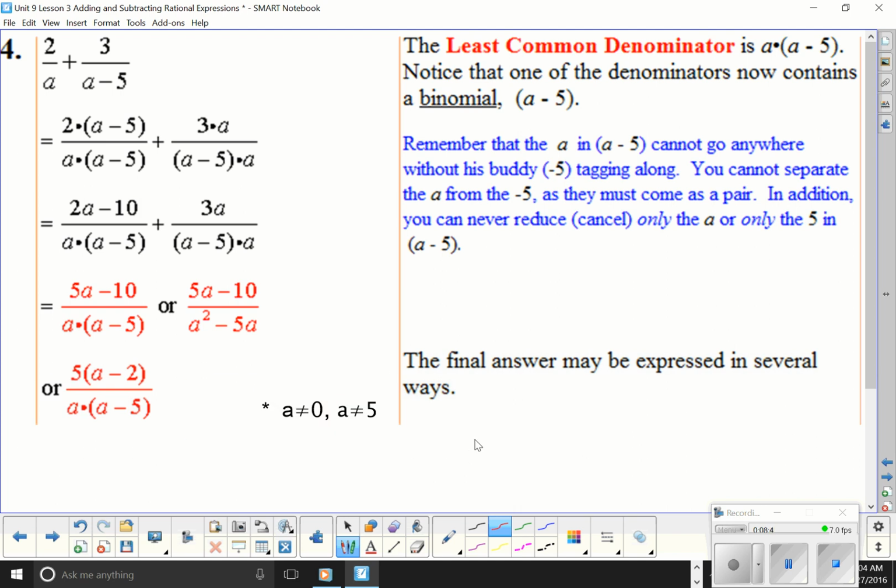A does not equal 0. A does not equal 5. You do have to have the restrictions on.